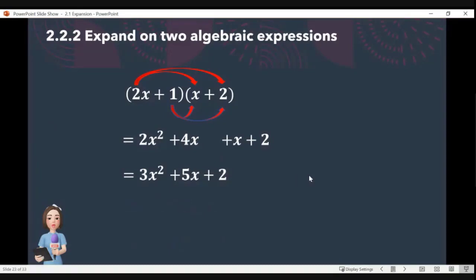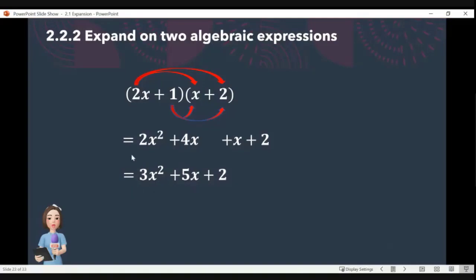For the arrow method, it's easier, you just draw the arrow. You no need to draw the box. Using the box method, you have to draw the box. So it's up to you which method you prefer, but both will give you the same answer. Yes, Tiva? Your last answer shows 3x squared. Oh, sorry, it's a typo. I forgot to change. The last answer should be 2x squared. Thank you, Tiva.